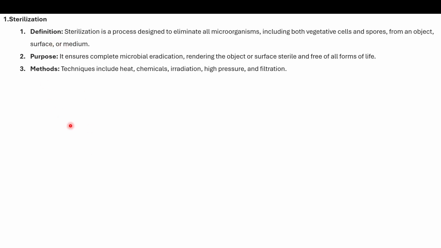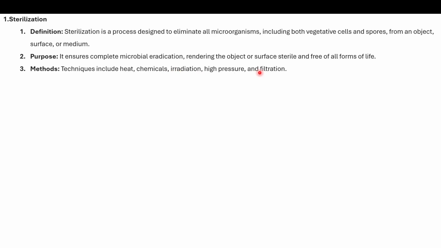Now, we are talking about sterilization, but there are many terms that need to be taken care of. Sterilization is a process designed to eliminate all microbes, including both vegetative cells and spores, from an object, surface, or medium. This ensures complete microbial eradication, rendering the object or surface sterile and free of all forms of life. The techniques can include heat, chemicals, irradiation, high pressure, and filtration.